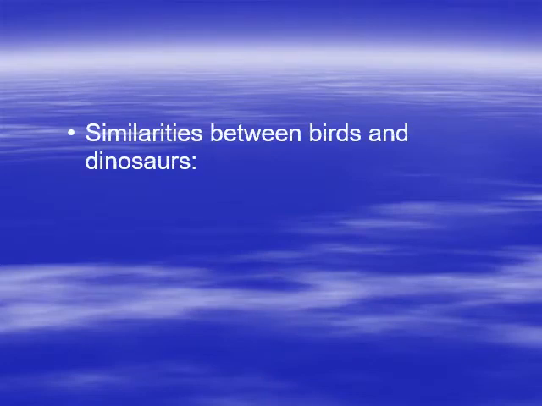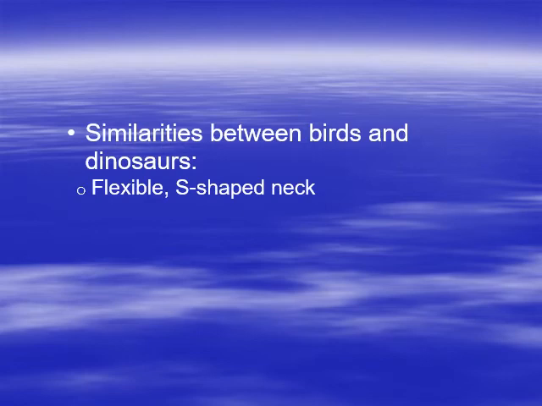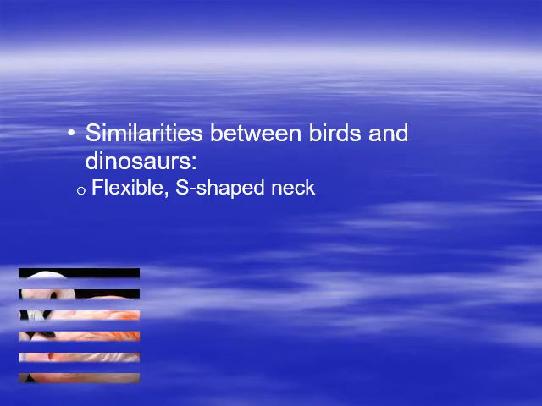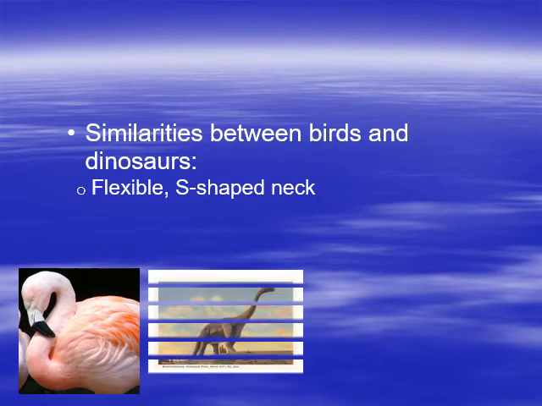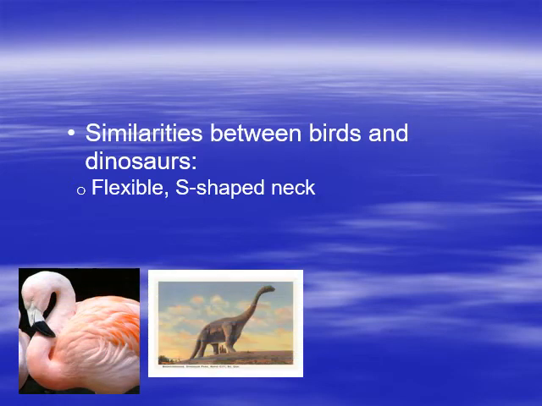So there are many similarities between birds and some of our dinosaurs. The first thing is that birds and dinosaurs appeared to have flexible S-shaped necks. We see that in birds and we see that in dinosaurs. So they share that characteristic. That is a homologous characteristic that shows that they probably shared a common ancestor.